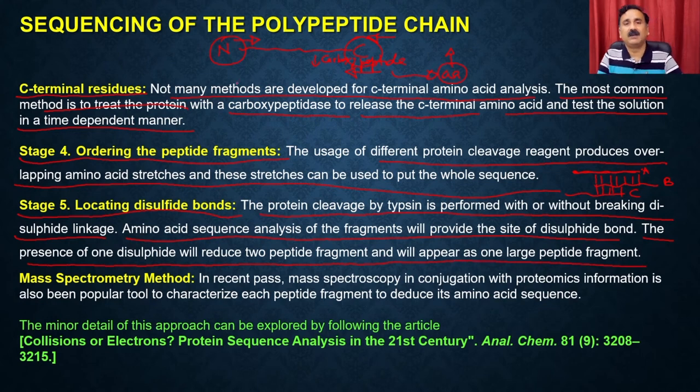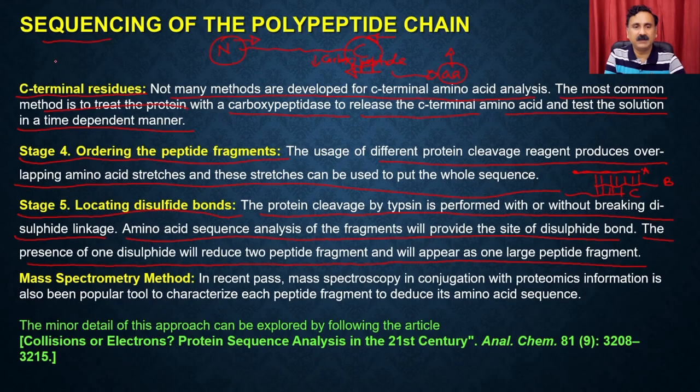As we said, if there is a disulfide linkage present, it is not going to allow the release of the amino acid fragments. Suppose this is the disulfide linkage. Even if you cleave this particular fragment with the protease, it ideally should give you two fragments, but because of the disulfide linkage, it is still going to bind, and that's how it gives you a single fragment. So if you get a single fragment, then there is a disulfide linkage present.